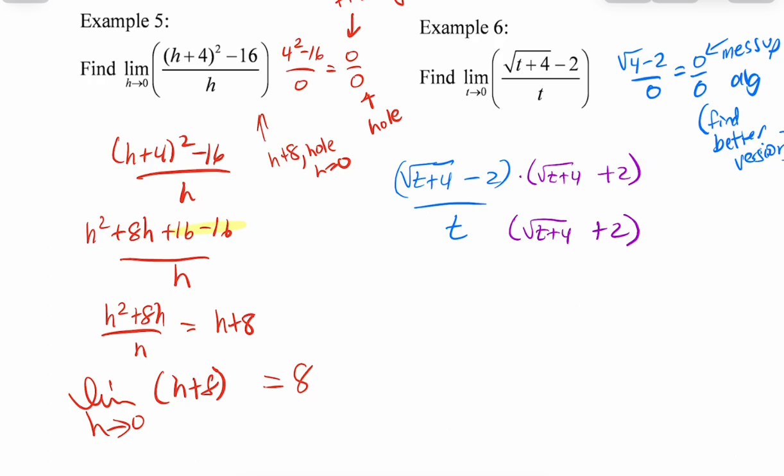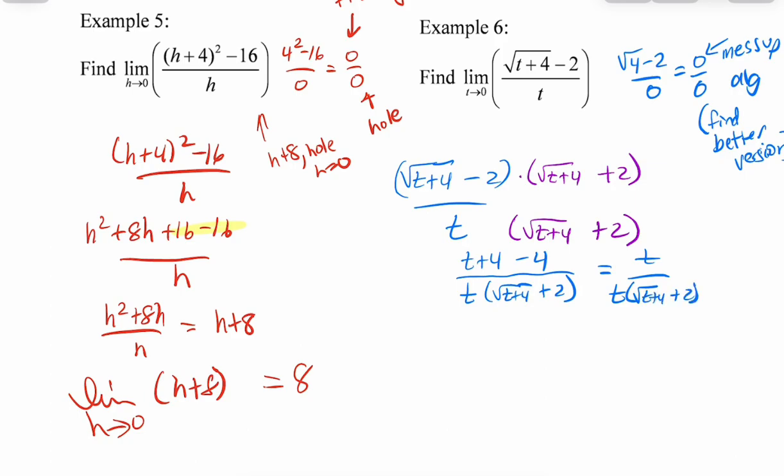Now, to find this better function, on the bottom, do not waste your time multiplying. It doesn't help you. It isn't of any benefit. Just leave that alone, okay? The only thing we want to multiply are the conjugates on top, because the conjugates on top will square the first thing. Remember, that's just a plus b times a minus b. It's just going to be the first thing squared minus the second thing squared. So it's just going to be t plus 4 minus 4, which is going to give us t over t times the square root of t plus 4 plus 2.